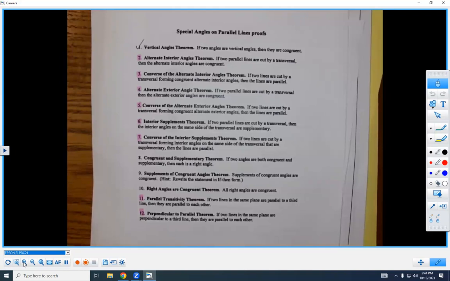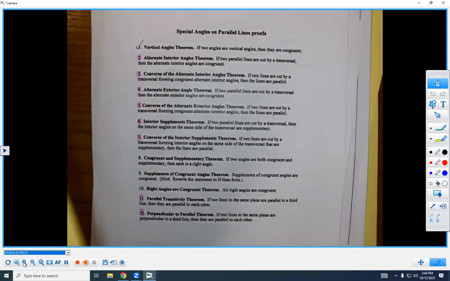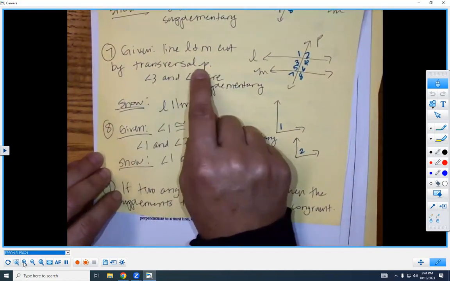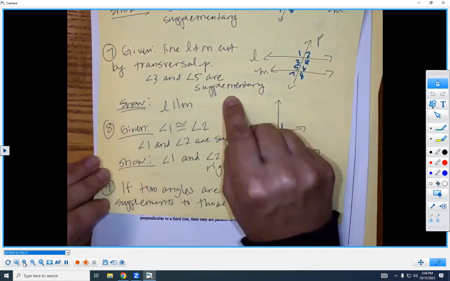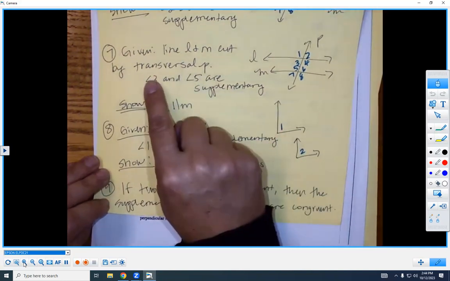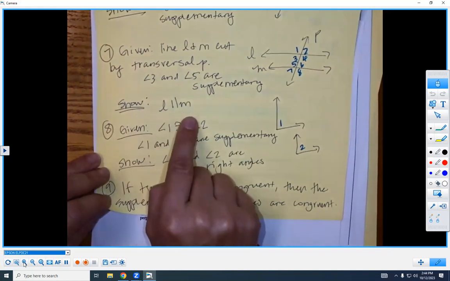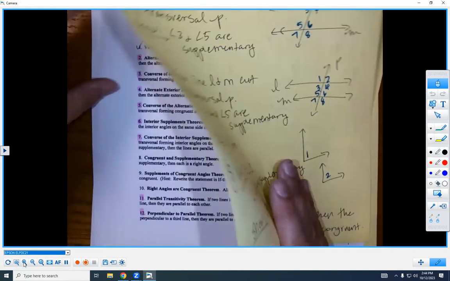Okay, so let me get out what I wrote last time on number 7, the setting up part. So this is how we're setting up number 7. Given lines L and M cut by transversal P, we're trying to show that 3 and 5 are supplementary. Oh, no, we're told 3 and 5 are supplementary. We're trying to show that L is parallel to M. Okay, so that's how we're setting it up.